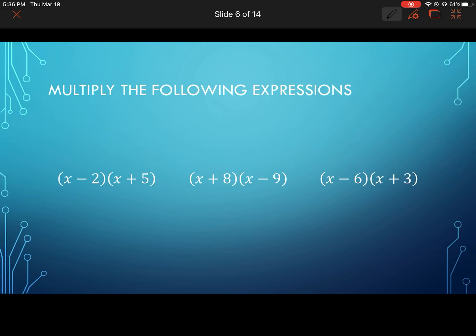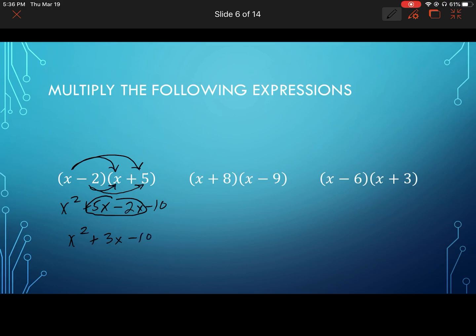All right, so let's check your work. X times 5, x squared plus 5x. Remember, this negative sign goes with the 2, so it's actually a negative 2 times x and a negative 2 times 5. Now when I combine the like terms, I have x squared plus 3x minus 10.